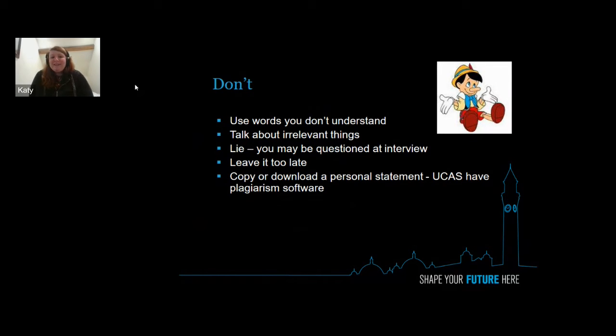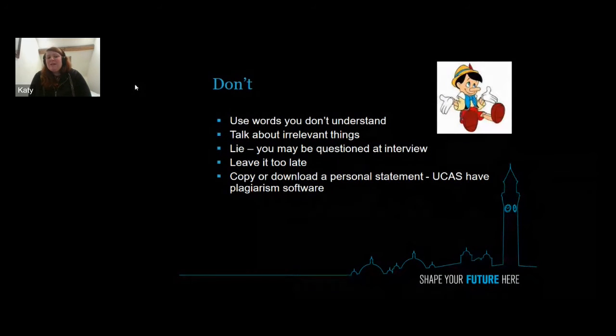And don't lie. I know that sounds obvious, but sometimes students do elaborate on certain things, or maybe even just make things up, and you may be questioned about that at interview. And don't leave it too late either, because, like I say, you'll end up rushing it. It won't be as good as you want, and it could be the thing that will let you down, and maybe you won't get a place over another student.